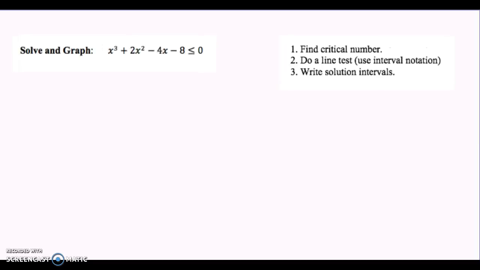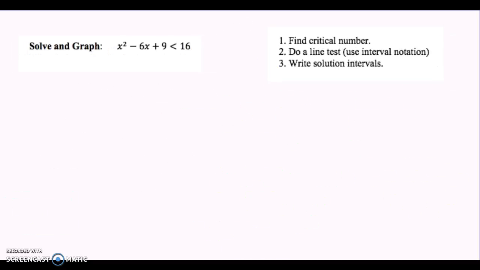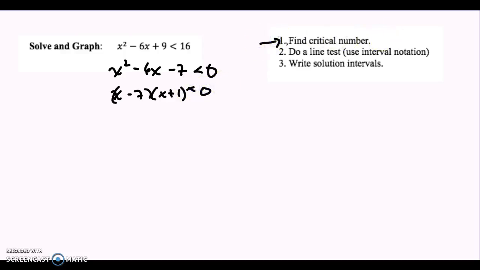Okay, I am going to show you the answer. First, you're going to take that 16 and move it to the other side. So we'll get x squared minus 6x minus 7 less than 0. Notice that this is factorable. So I could do x minus 7, and I can also do x plus 1. This is still all the same step of finding the critical numbers. If I set these factors equal to 0, I get x equals 7 and x equals -1. Now, those are my critical numbers.